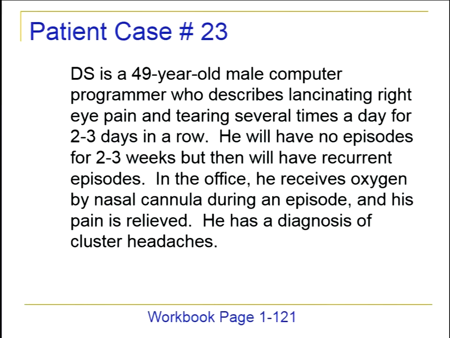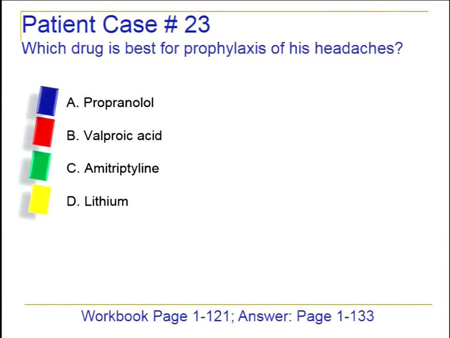Okay, DS, a 49-year-old male computer programmer, describes lancinating right eye pain and tearing several times a day for 2 to 3 days in a row. He then has no episodes for 2 to 3 weeks, but then they return, recurrent episodes. In the office, we give him oxygen by nasal cannula, and his pain is relieved. He has a diagnosis now of cluster headaches. Same choices. What do we want to use for him?